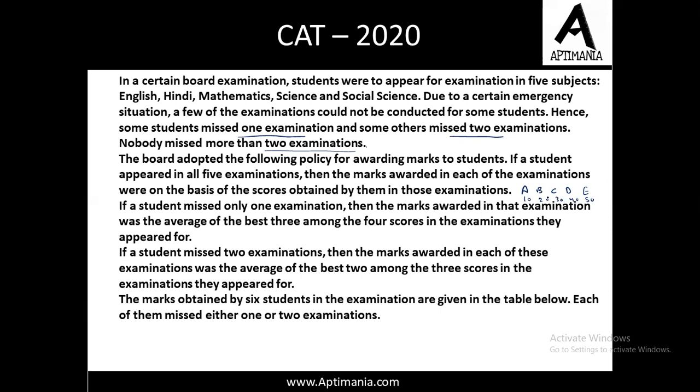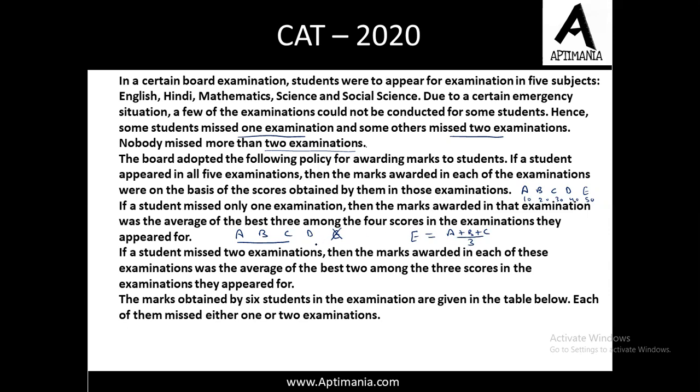Fine. Further, if a student missed only one examination, then the marks awarded in that examination was the average of the best 3 among the 4 scores in the examinations they appeared for. So for example, again let us take the exams as A, B, C, D, E. Now suppose I appeared for A, B, C, D and I missed examination E. And my best scores are in A, B and C. So the marks in E would be equal to the average of A, B and C. That is, the marks in E would be (A plus B plus C) by 3.